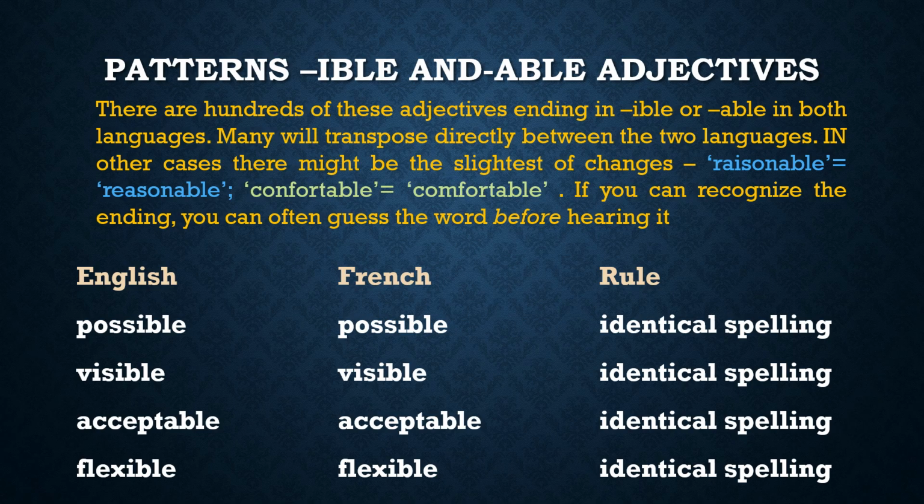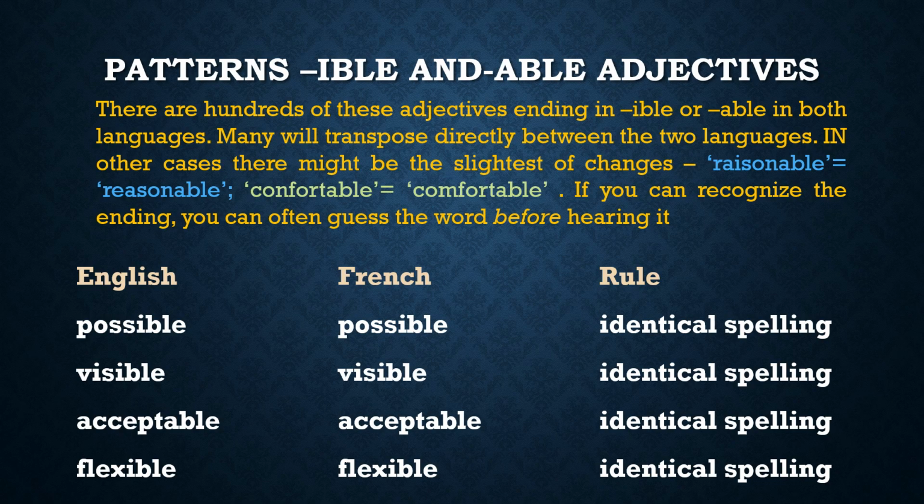Here's a nice little pattern. Adjectives that end in ible and able. There are literally hundreds of these between the two languages, and in most cases they are the same in both languages. So you can often guess when you're looking at the French what it's going to mean in English, or if you're looking from the English to translate into French, you can often guess what it would be in French, because in most cases they're the same. There are a few slight changes of spelling.